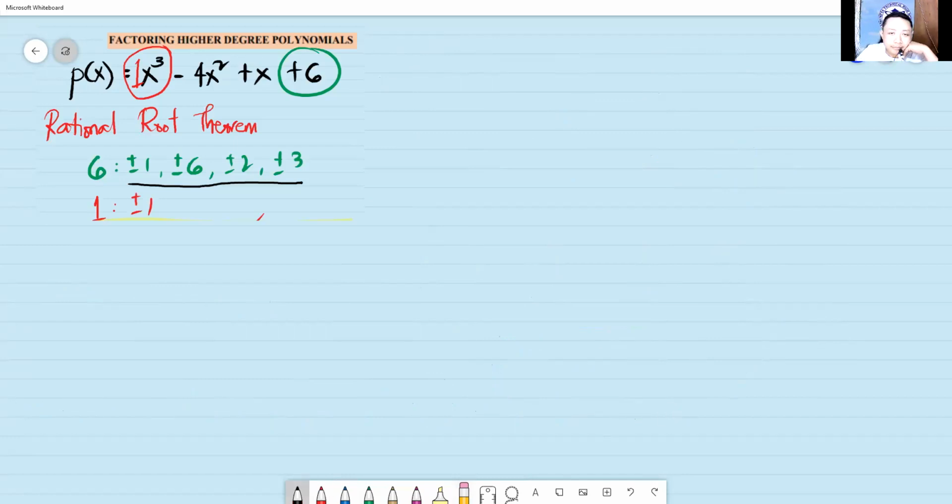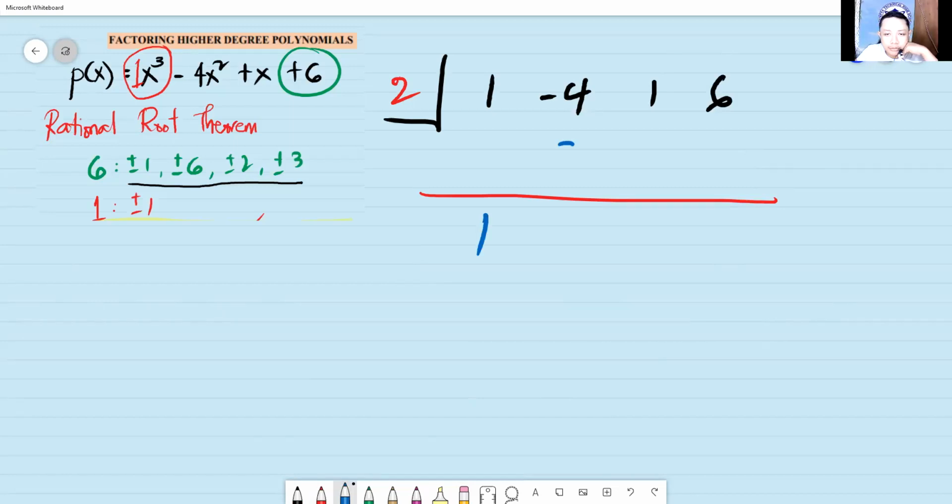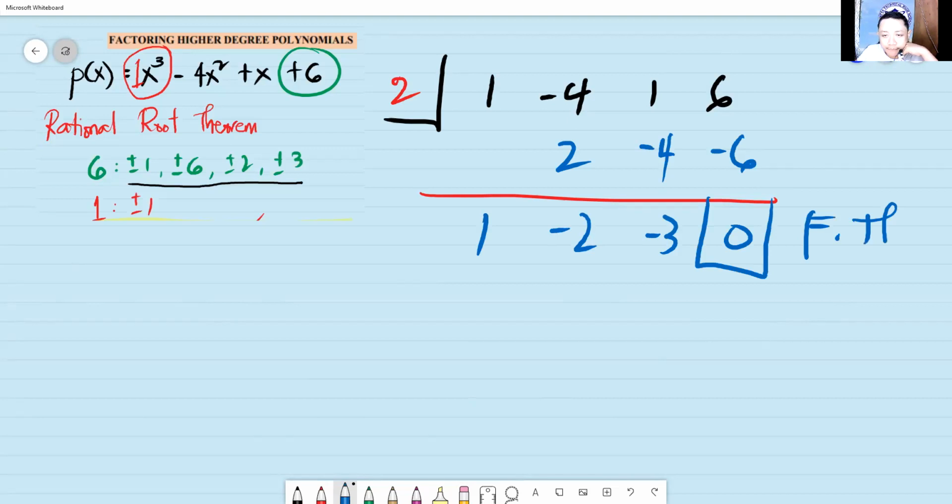Let's do this. Same process. 1, -4, 1, 6. Sir, I want to start with 2. No problem. Gusto nyo pa magsimula sa 3, gusto nyo pa sa 6, wala namang problema. Do the process. So we have here, bring down 1, multiply, this becomes 2. Combine, -2, multiply, -4. Combine, that becomes -3. Multiply, that becomes -6. Wow, when you combine 6 and -6, that's 0. It's a factor theorem. Therefore, this is one of the roots.